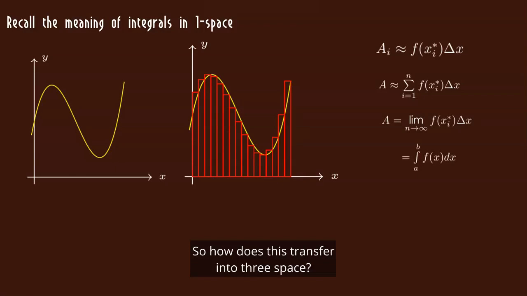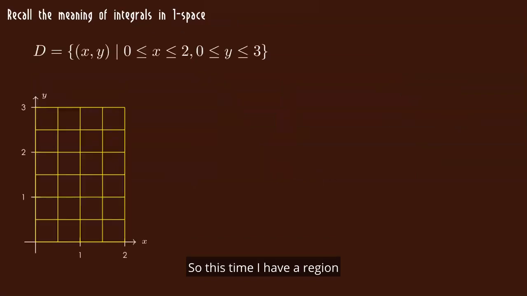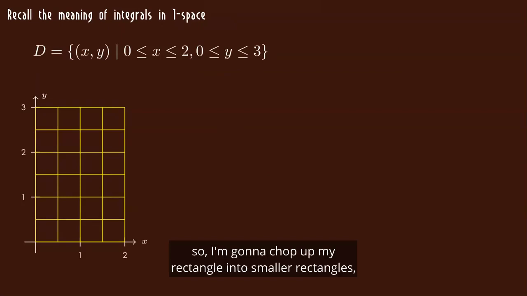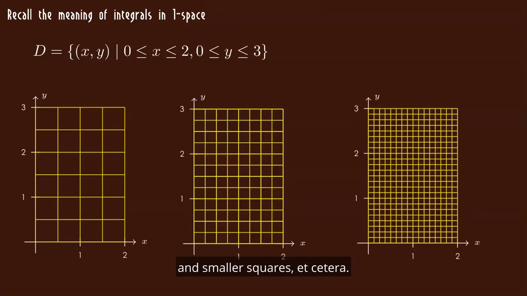So how does this transfer into 3 space? This time I have a region from 0 to 2, 0 to 3. I have a rectangular region. I want to find the volume. So I'm going to chop up my rectangle into smaller rectangles. And then we're going to chop them up into smaller squares, etc.